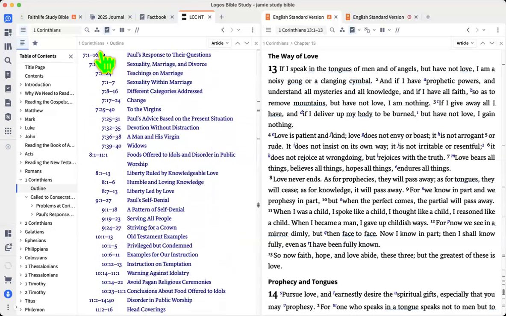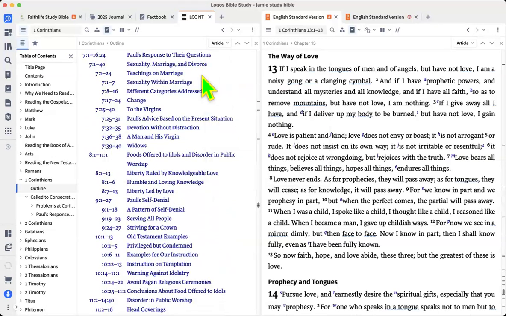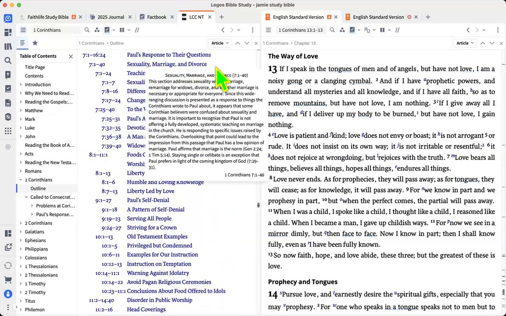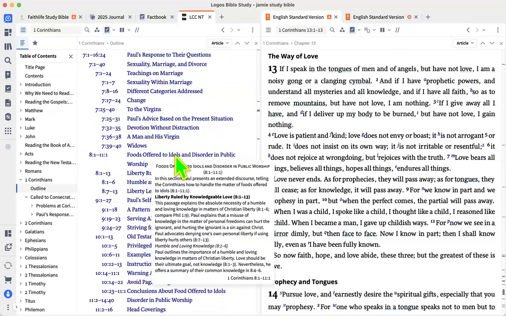Chapters 7 to 16, which is the second big section in this book, is Paul responding to the questions that the Corinthian church had asked him. So apparently they were asking questions about sexuality, marriage, and divorce. So he talks about it. Looks like they were asking questions about food being offered to idols.